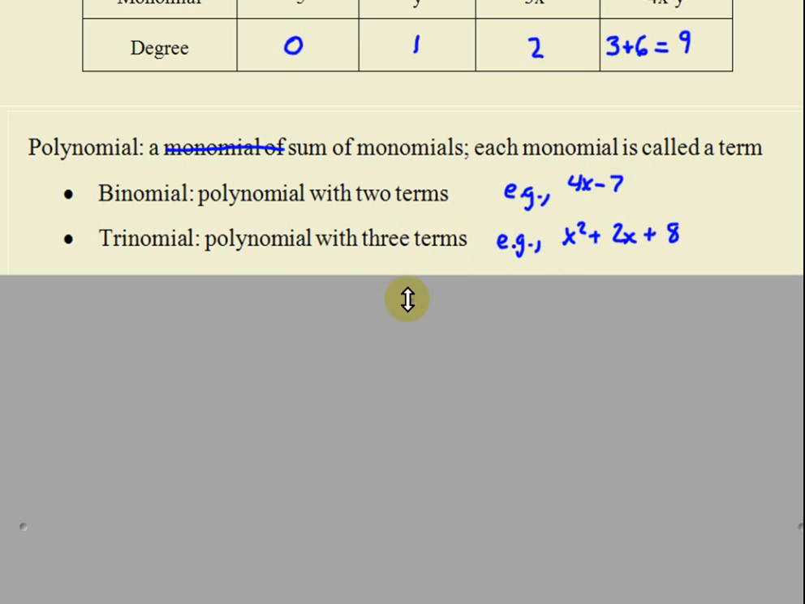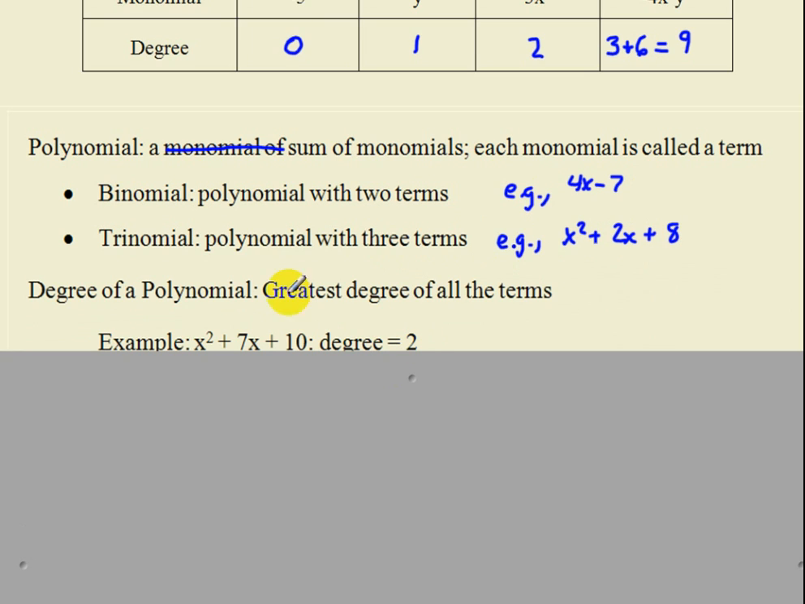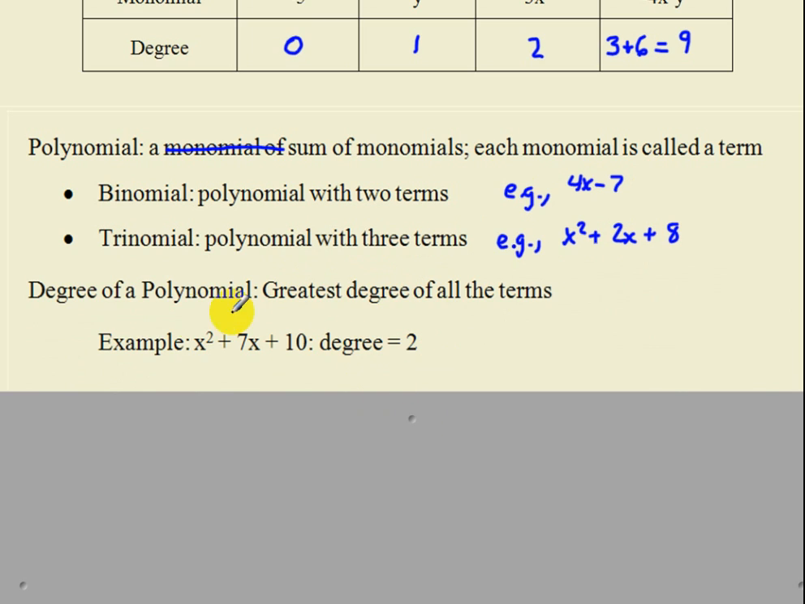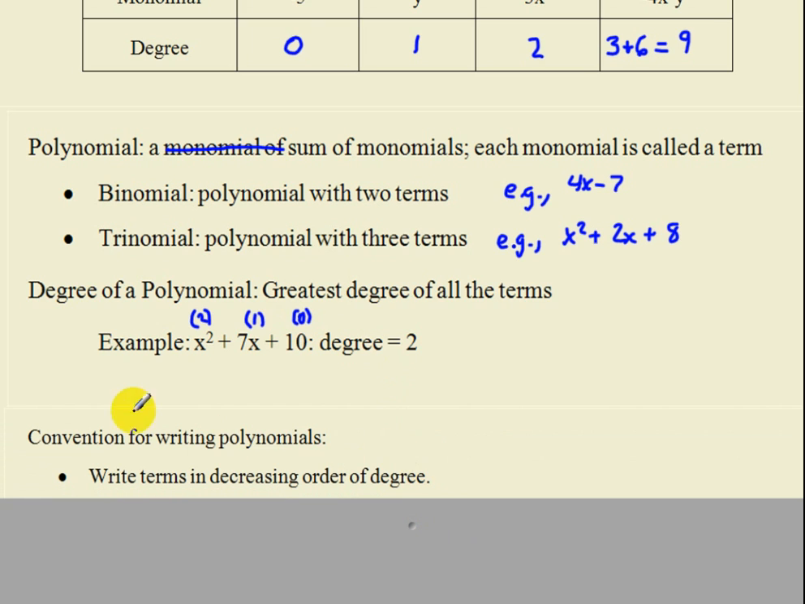All right, so those are examples of polynomials. Now for the degree of a polynomial, we look at the greatest degree out of all of the terms. So for example, with x squared plus 7x plus 10, we have degree 2, degree 1, and degree 0. So we go with the largest degree. The greatest degree is 2, so that's the degree of the polynomial overall. Now notice that these are written in decreasing order. We started with our largest degree first and then went in descending order, and that's going to be a convention that we need to follow.